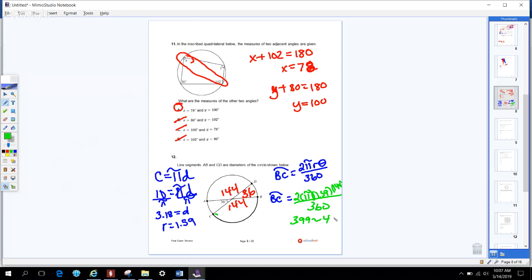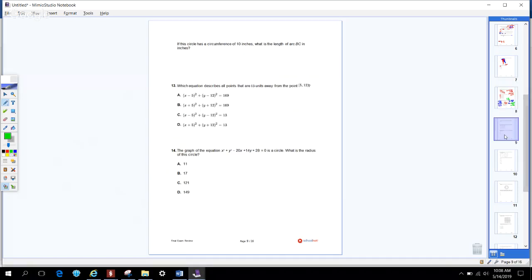Now, technically speaking, the whole formula for arc length is really you just take the circumference, you multiply it by theta, and you divide it by 360. So because they gave you 10 to begin with, you could have just done 10 times 144 and then divided everything by 360. That would have been the easier way.